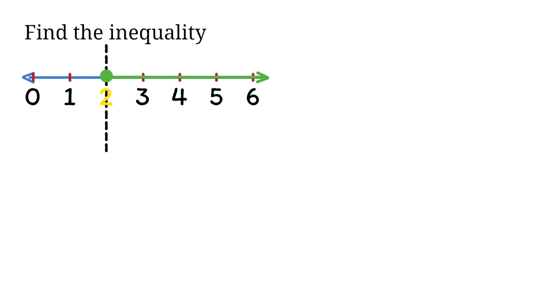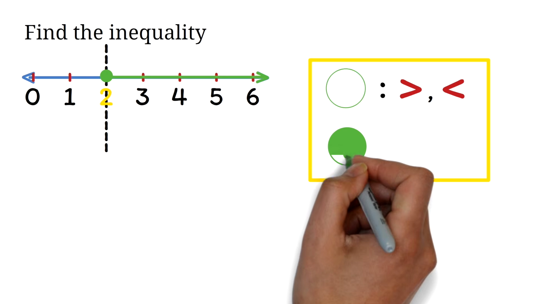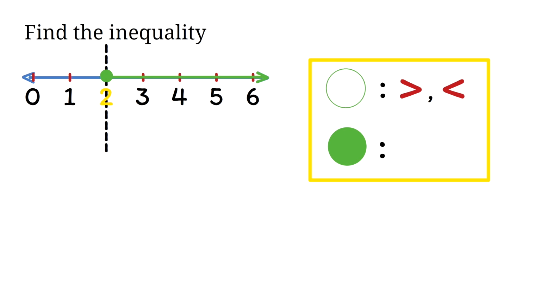Next, we determine which type of circle we are dealing with on the number line. Remember, hollow circles are drawn for all possible values greater than and less than, but not equal to, the value provided. And closed circles are drawn for all possible values greater than or equal to and less than or equal to the value provided. So on our number line, we see a closed circle on the 2.